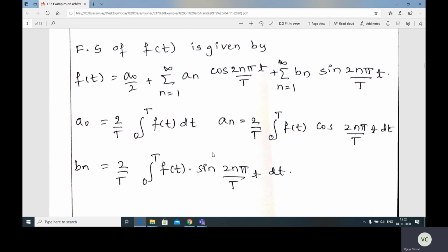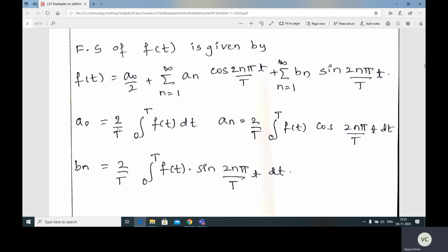Now the Fourier series of f of t is given by f of t is equal to a naught by 2 plus summation n is equal to 1 to infinity a n cos 2n pi t divided by capital T, plus summation n is equal to 1 to infinity b n sin 2n pi t divided by capital T. So we need to find a naught, a n, b n. By seeing this function, obviously it is neither even nor odd, so we need to calculate a naught, a n, b n.